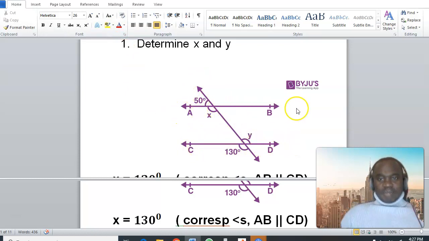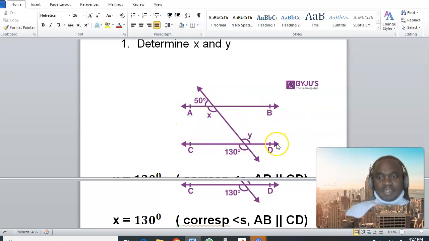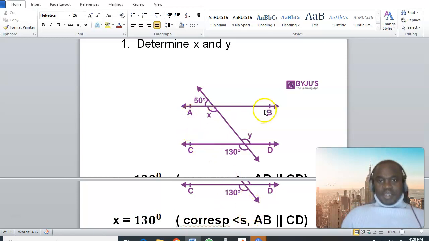Or we can also say, if you check these lines and this line, according to the question, they are parallel lines because of this arrow. They are parallel lines, and this is a transversal line. So this angle is equal to this angle, corresponding angles. So x is equal to 130. That's corresponding angles. AB is parallel to CD. This is the symbol for parallel.